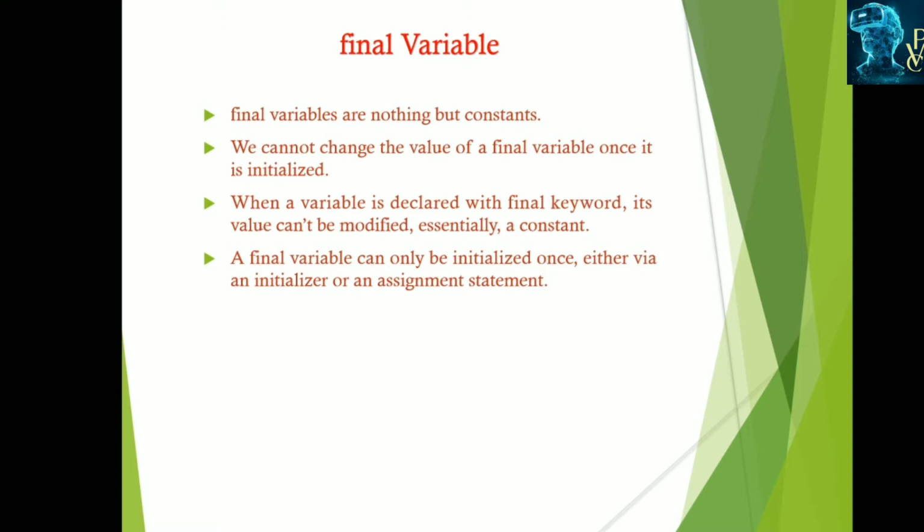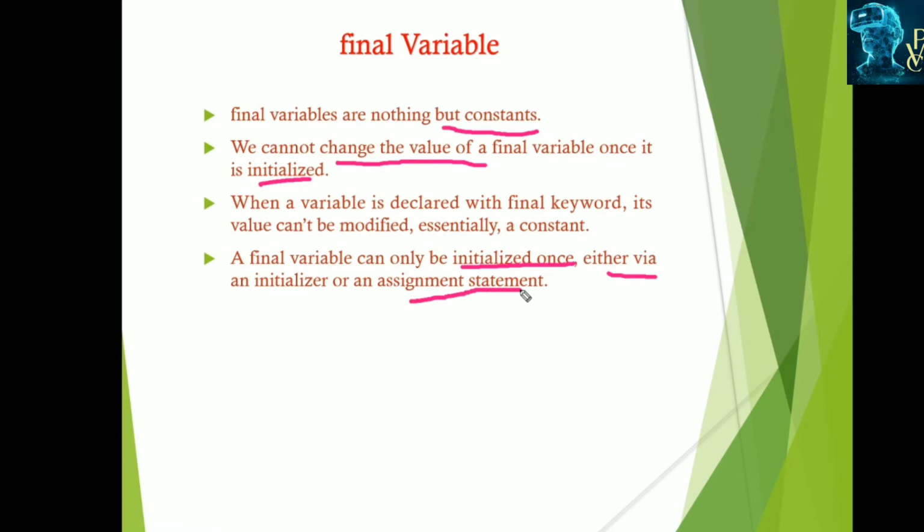Final variables are nothing but the constants. When we declare a normal variable with the keyword final, it is called the final variable. So these are the constants, means when we declare the variable as final, we cannot change those variables once it is initialized, and these cannot be reassigned. These can be initialized only once, either by the initializer or the assignment statement.